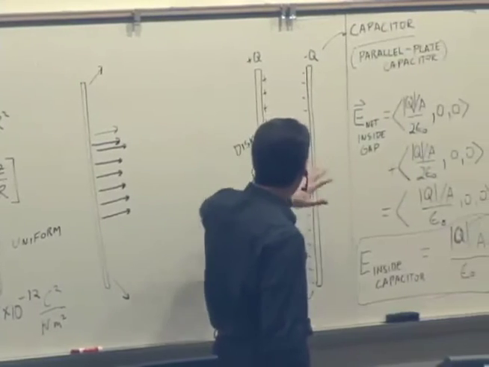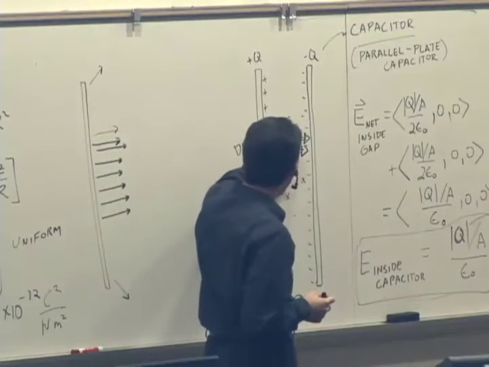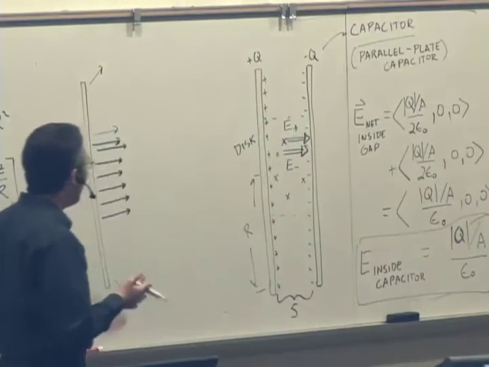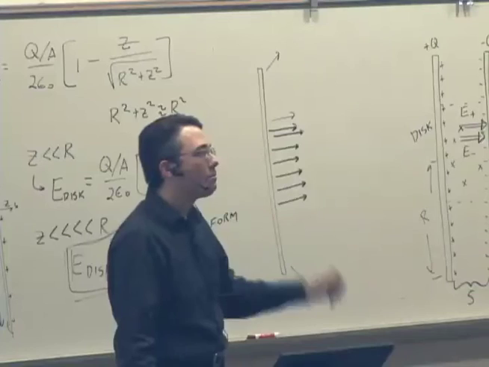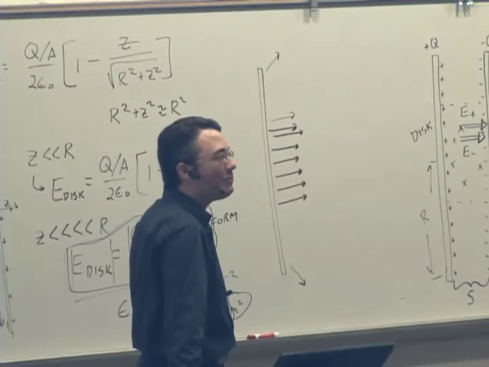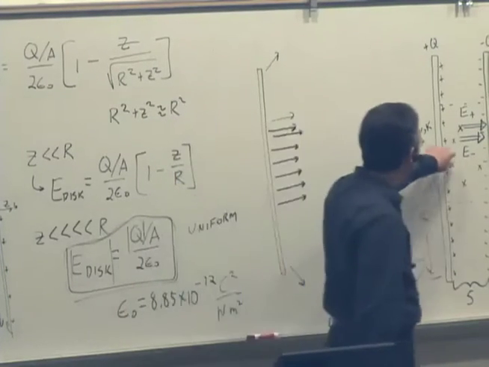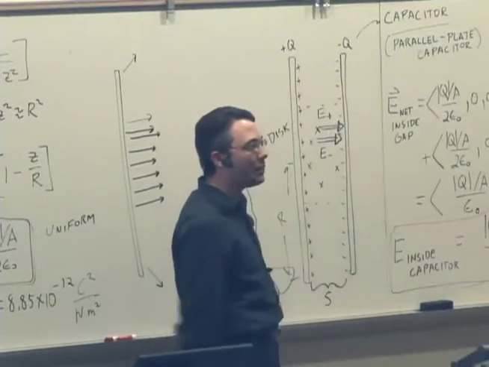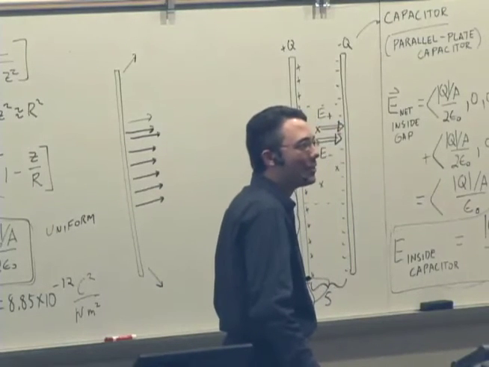Because almost everywhere inside this gap, provided it's a small gap compared to the radius of the plates, we get an effectively uniform electric field. How close to the edge? It depends on how good of an approximation you want. Technically, even if you move the smallest bit away from the center, this is not strictly true anymore. So it depends.